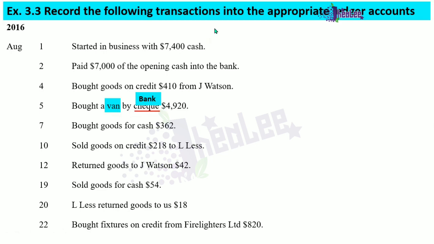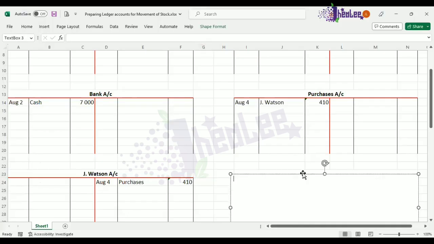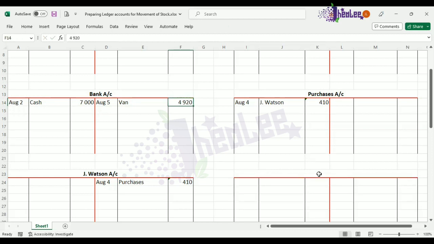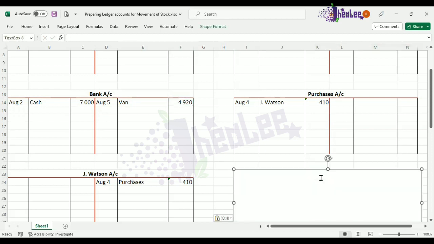So let's make our entries in the ledgers. We have our bank account already, so we're going to simply make the credit entry in that. And that is August 5th. Our details is van because that's the other item affected. And the value for that is $4,920.